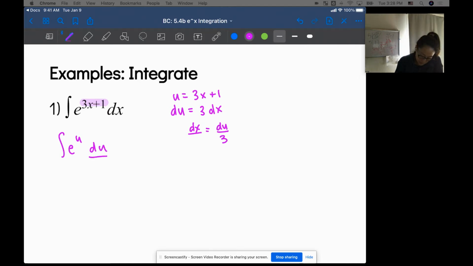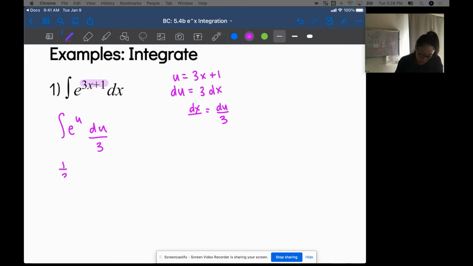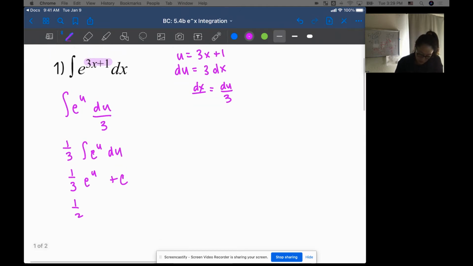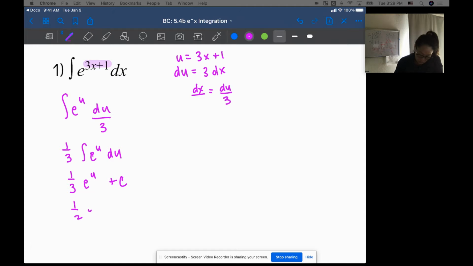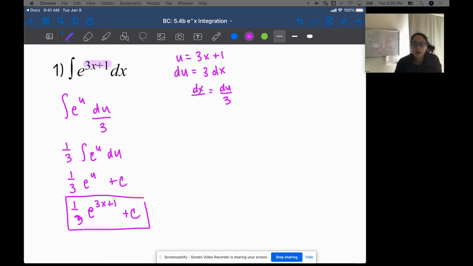Okay, so when I substitute my dx, I'm going to end up with du over 3. So that would be 1/3 times the integral of e to the u du. So 1/3, and the integral of e to the u is e to the u plus c. And then we just substitute back our u. So 1/3 e to the 3x plus 1 plus c, since this is an indefinite integral.